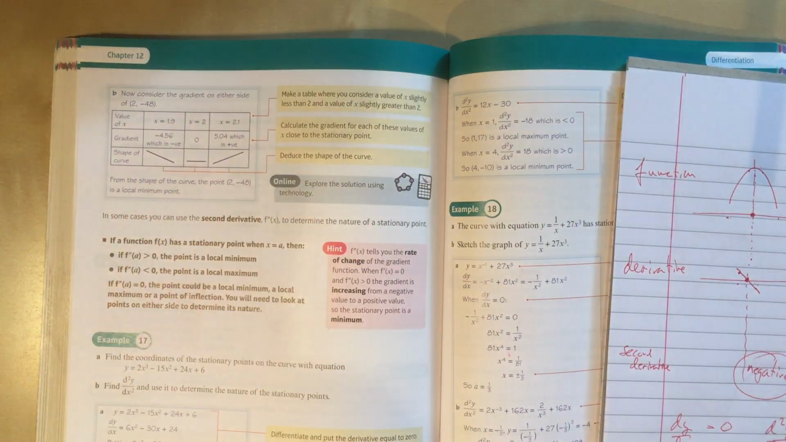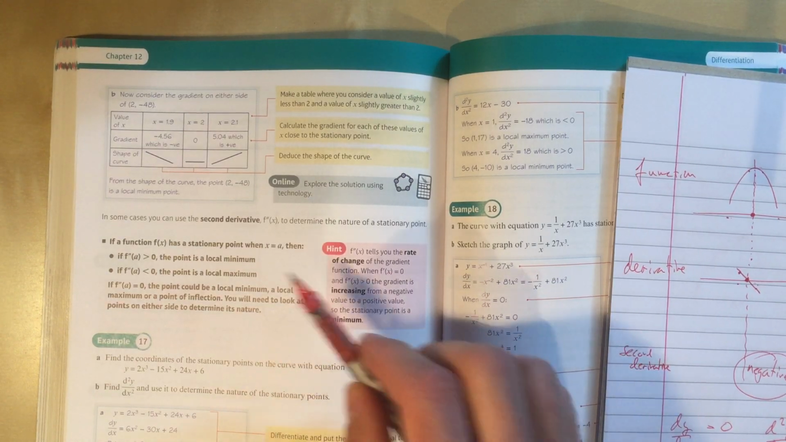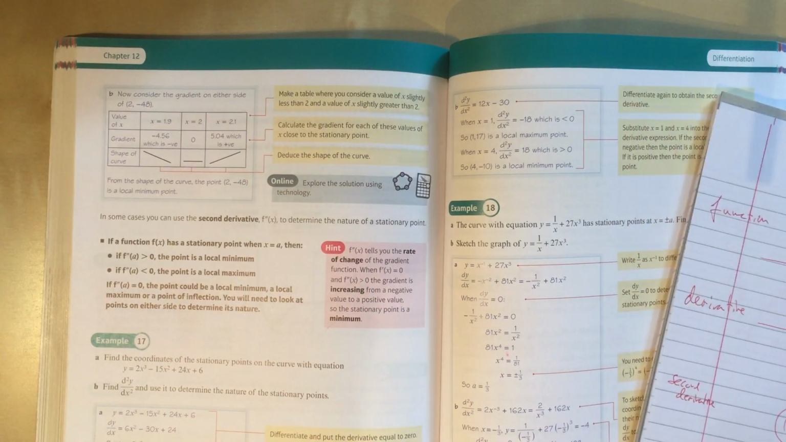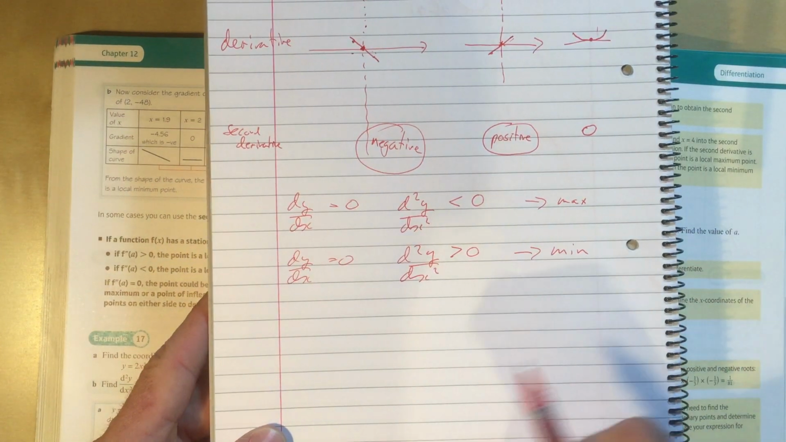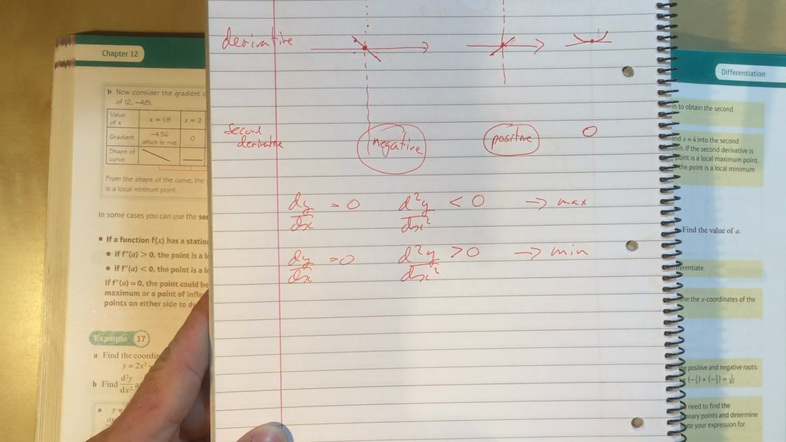So this technique is the one that we've got to use if we're looking at points of inflection. What they've summarised in the black bullet points here and what I summarised here is how we deal with maximums and minimums.